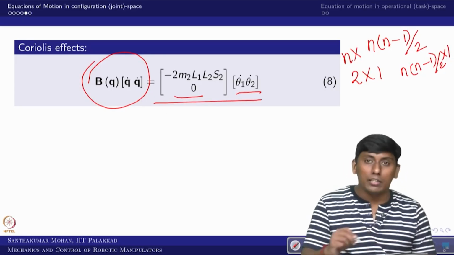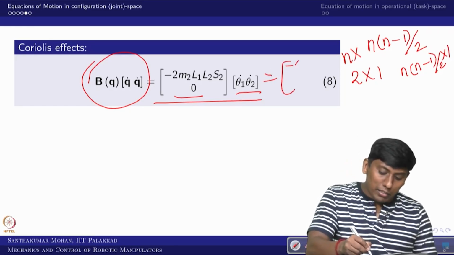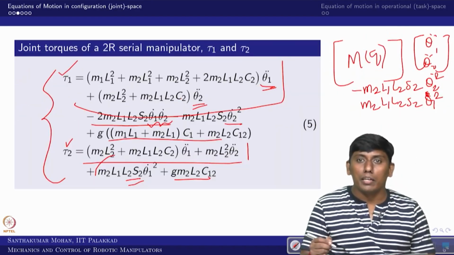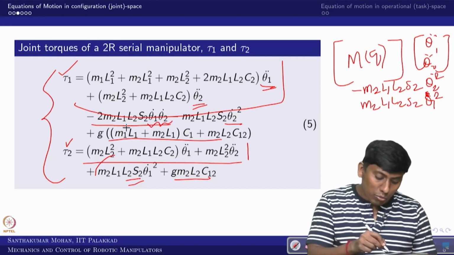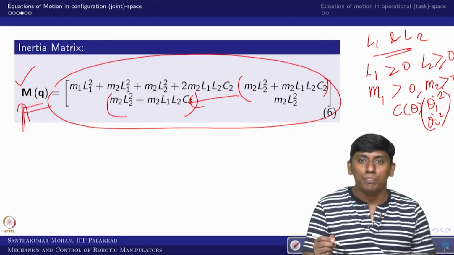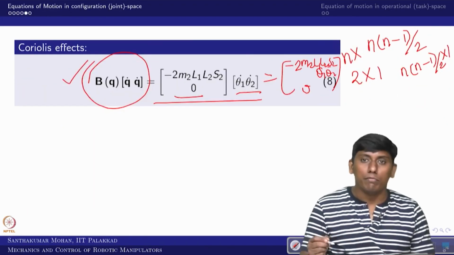If you take a product, you can see that the first term would be minus 2 M2 L1 L2 S2 theta 1 dot theta 2 dot, and the second term is 0. That is what is coming here also. So only tau 1 is having a Coriolis effect and tau 2 is having 0. That is what we are also getting in this effect.